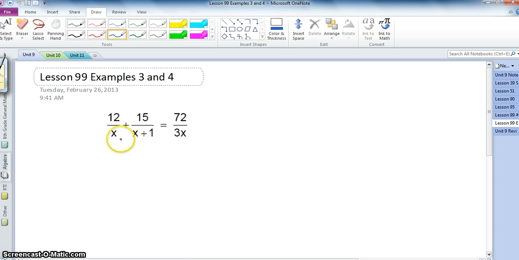Okay, we talked about solving rational equations yesterday by cross multiplying. But what you'll notice is on the left side of this equal sign, I do not have just one fraction. I have two of them. And I cannot begin to cross multiply unless I only have one fraction on the left and one fraction on the right. So I'm going to have to do something about this.